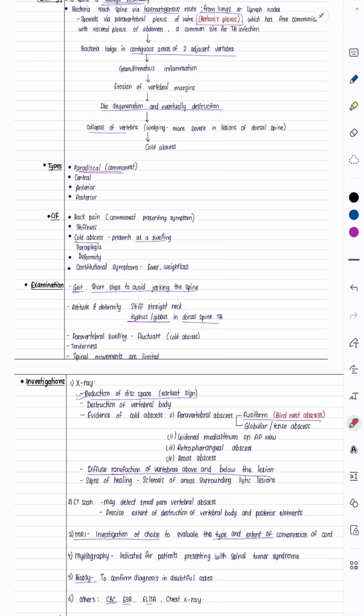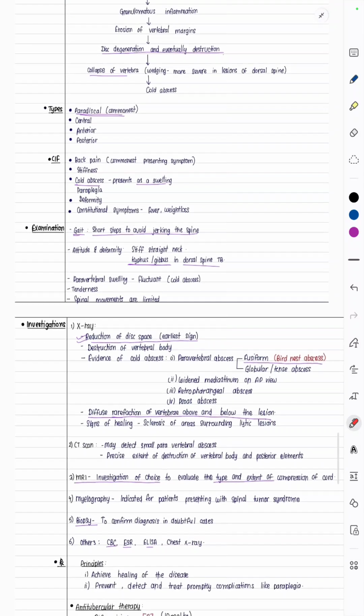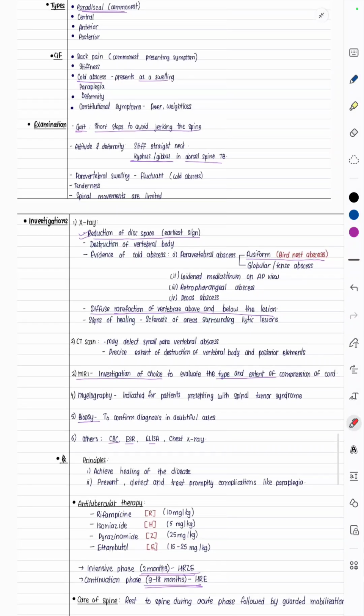On examination, gait shows short steps used to avoid jerking the spine, and attitudinal deformity, a stiff straight neck, and kyphos or gibbus formation because of vertebral collapse in spinal TB. The paravertebral swelling is seen, and that is fluctuant, that is the cold abscess. Talking about the investigations, we start with the X-ray.